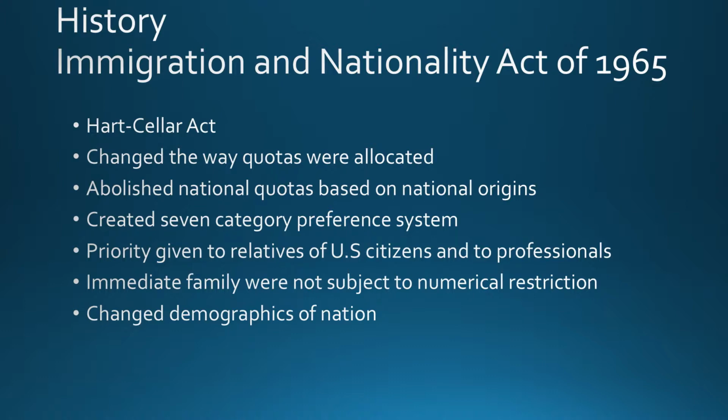This act actually changed the demographics of the U.S. Prior to 1965, 68% of immigrants came from Europe or Canada. From 1971 to 1991, immigrants from Latin American countries jumped up to 48%, and immigrants coming from Asian countries rose to 35% of all immigrants coming into our country.